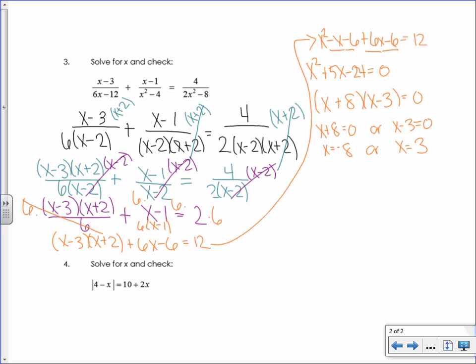But we are not done because we need to check for extraneous roots, and whenever we check, we check in the original. And let's see, do I want to check this? Do I want to go through the bother?